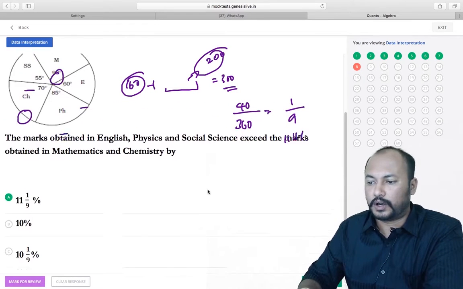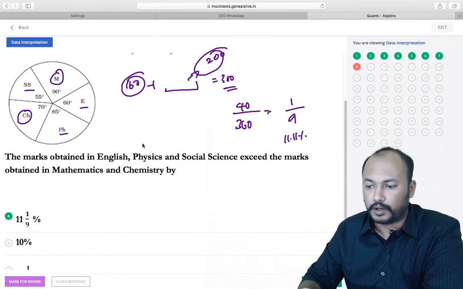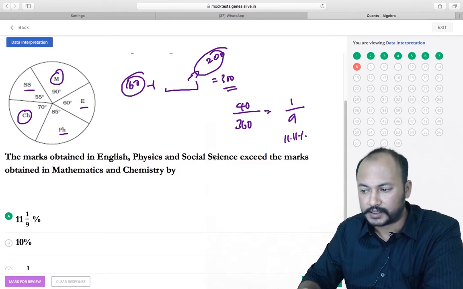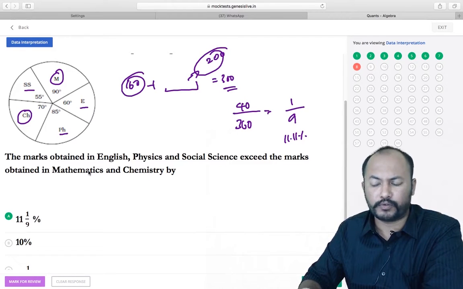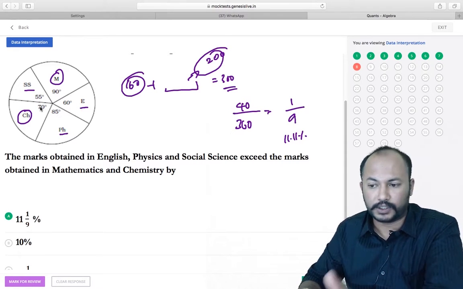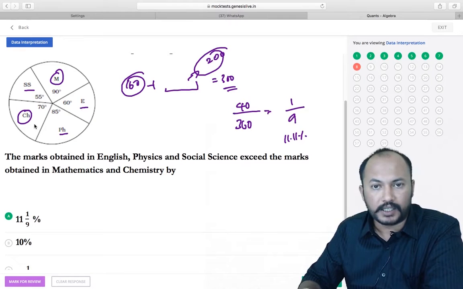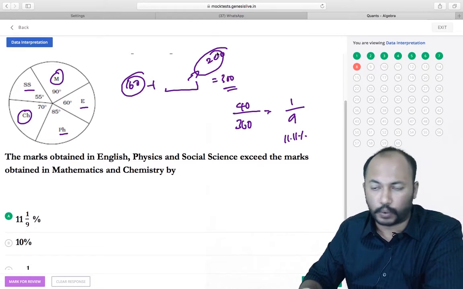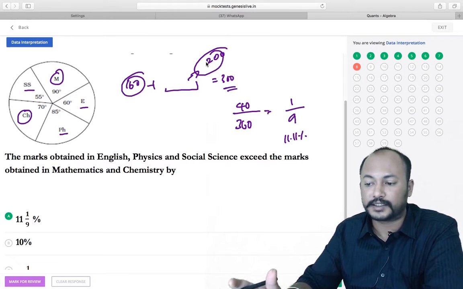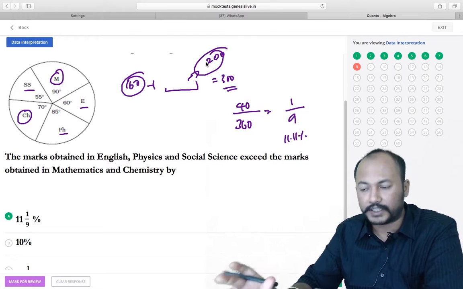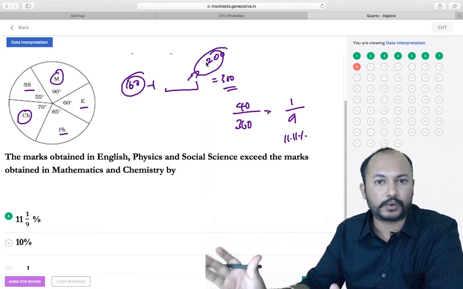Great. What did we do? Very simple. The question says the marks obtained in English, physics and social science exceed the marks obtained in maths and chemistry by. So to find out the sum, easier is to find out the sum of math and chemistry, because there are 2 values, and in the other one there are 3 values. That's the only thing. So in math and chemistry it is 90 plus 70, which is going to be 160. The remaining should add up to 360. So I will not add them individually, even that is time consuming. Instead, 360 minus 160 is easier. It's 200. So 200 is the sum of the marks of English, physics and social science. That exceeds by 160 by how much? 40. So 40 is what percentage with respect to 360 as the total degree.